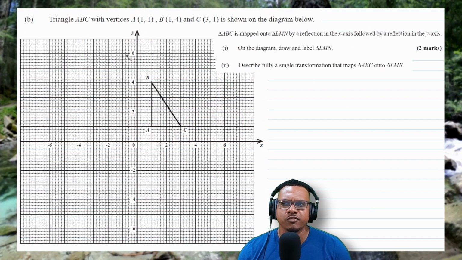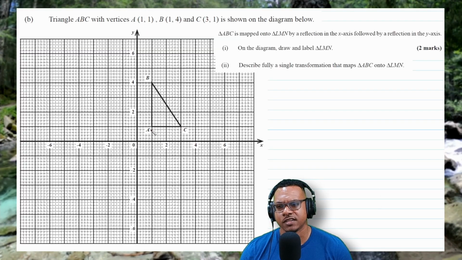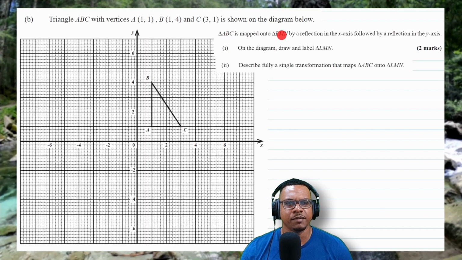All right, so here we are moving on to part B of this question, where we have triangle ABC with vertices A is (1, 1), B is (1, 4), and C is (3, 1). So that's your A, your B, and your C. Here we want to show that triangle ABC maps onto triangle LMN by reflection in the x-axis, followed by a reflection in the y-axis.